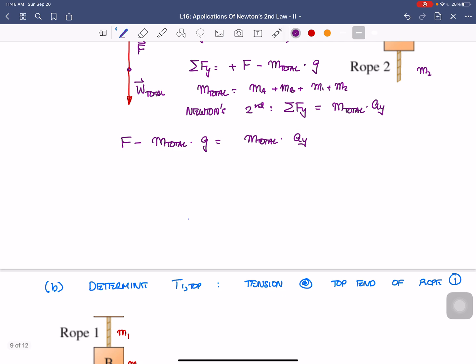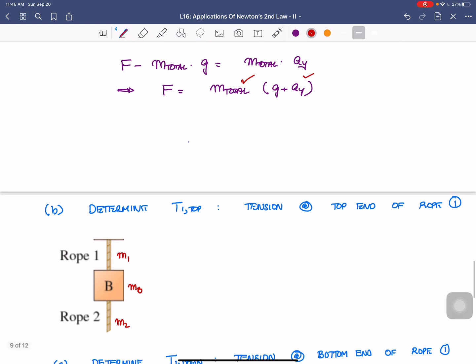And from here, F equals M total times g plus a sub y. You know the total mass, and you know the acceleration, so it's just a direct application of Newton's second law. You're accelerating all these objects, and so that's the force required to give them the required acceleration of 3 meters per second squared.